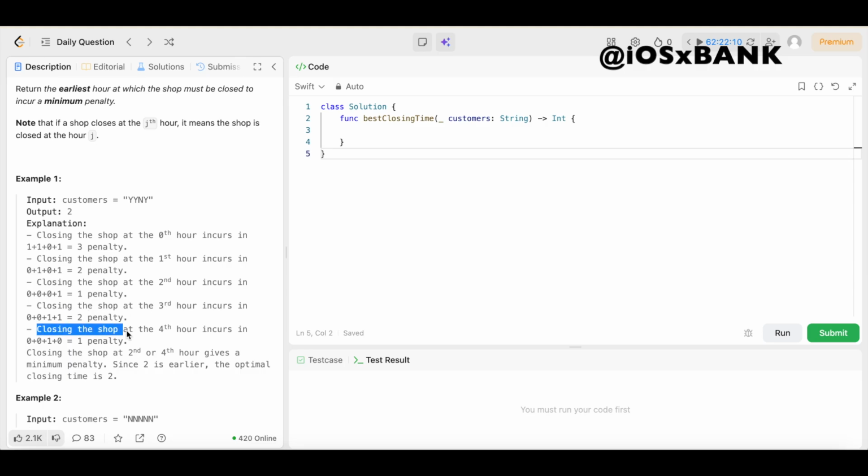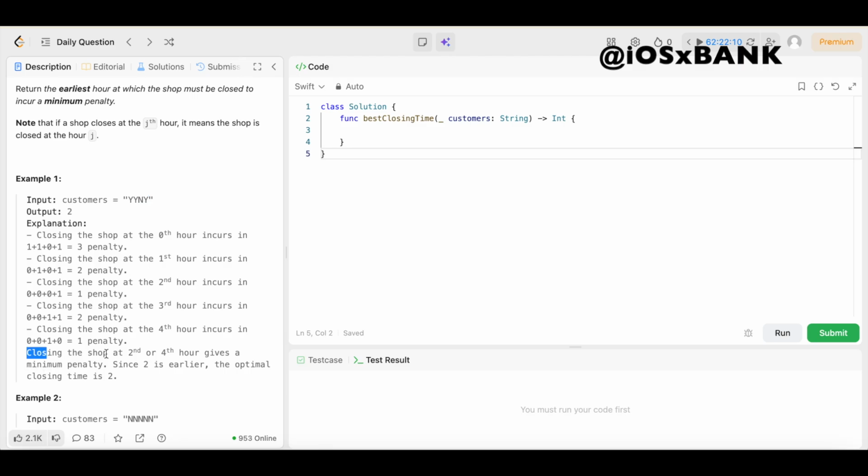Then it says closing the shop at the 4th hour occurs a 0 plus 0 plus 1 plus 0, which equals 1 penalty. Sorry, the 3rd hour would be this, and this would be the 4th hour right here. Once again, at the 4th hour, there'd be no penalties for these because it's open. We get a penalty from here because it's closed, and then we get no penalty here because the shop closed after this customer was able to come.